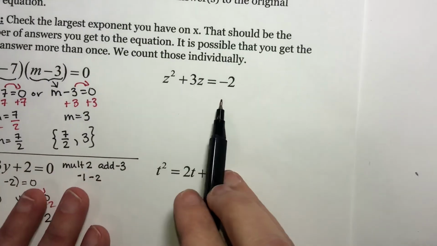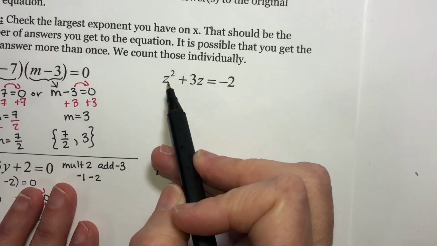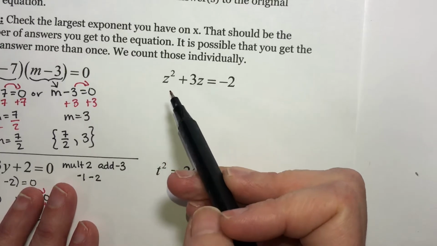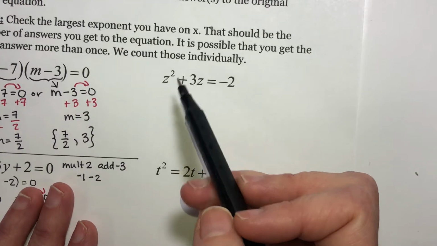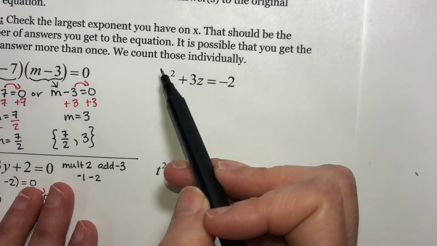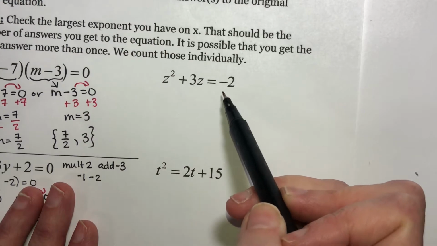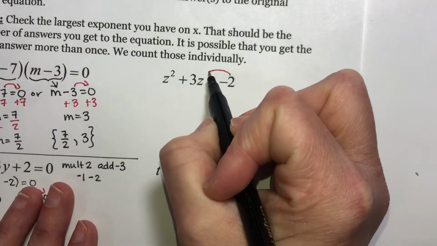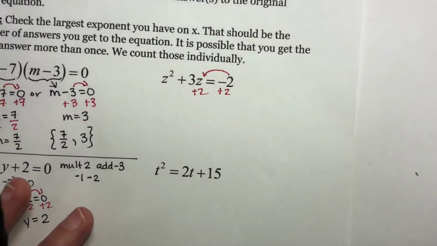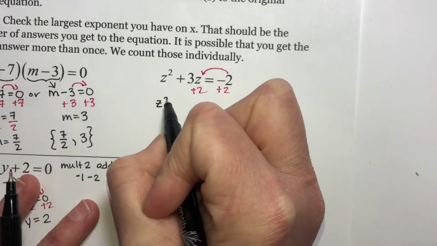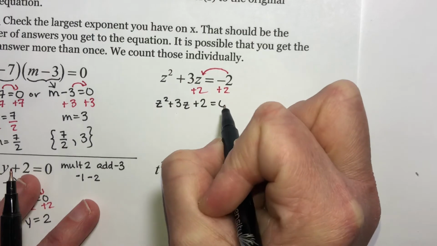Okay, so let's try this one. My z squared is positive. If you recall from 6.3, I think, or 6.2, we said that it's always easier to factor if your first number is positive. So I'm going to look at that whenever I go to create a 0. I want a 0, so I need to move this over on this side, and I do that by adding 2 to both sides. And that will give me z squared plus 3z plus 2 equal to 0.